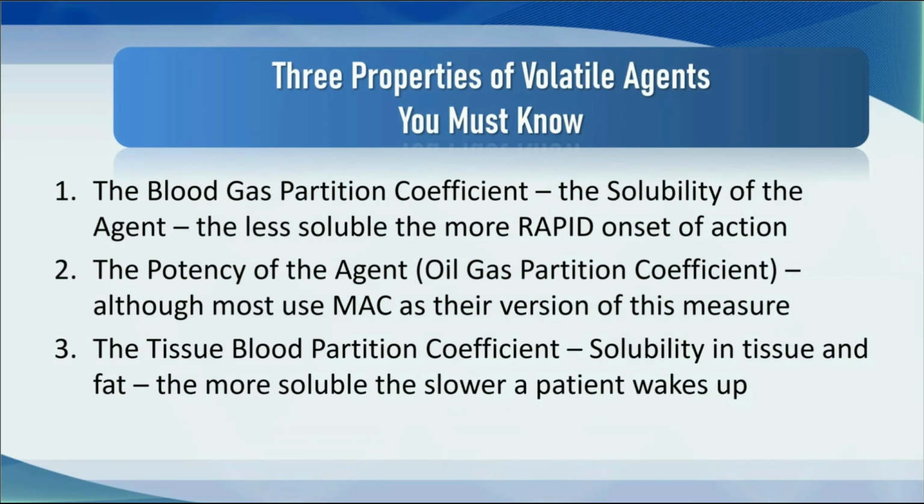There are three properties of volatile agents that you need to know. The first is the blood gas partition coefficient, and this refers to the solubility of the agent in the blood. Most importantly, the less soluble the agent is, the more rapid the onset of action. The second thing is the potency of the agent, the oil gas partition coefficient, although most anesthesiologists use a different term, the minimal alveolar concentration, as their version of this measure. And the third thing is the tissue blood partition coefficient, the solubility in tissue and fat. The more soluble the agent, the slower the patient is to wake up.